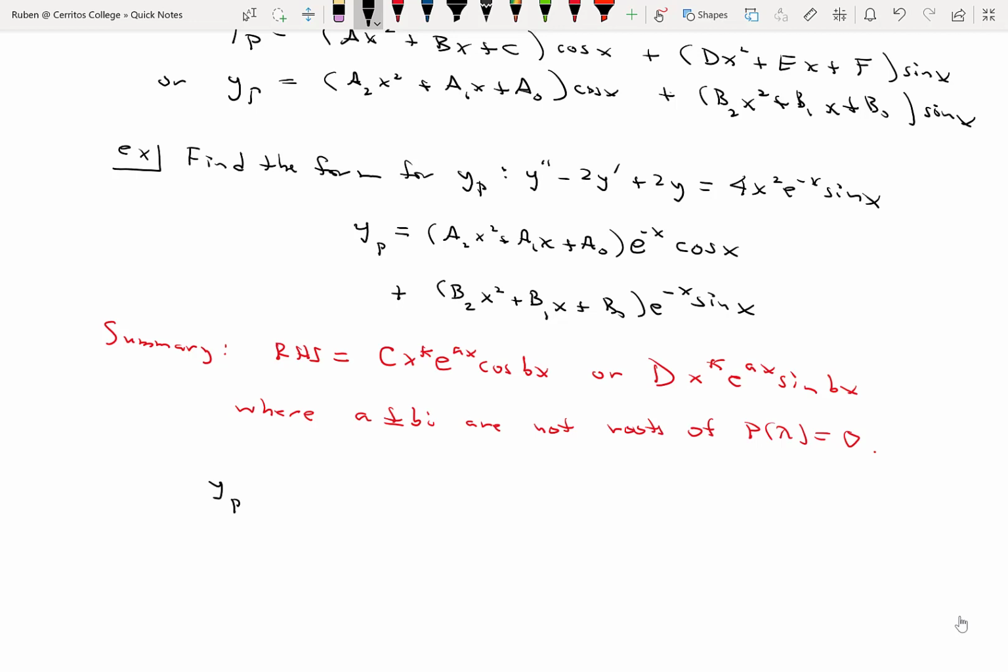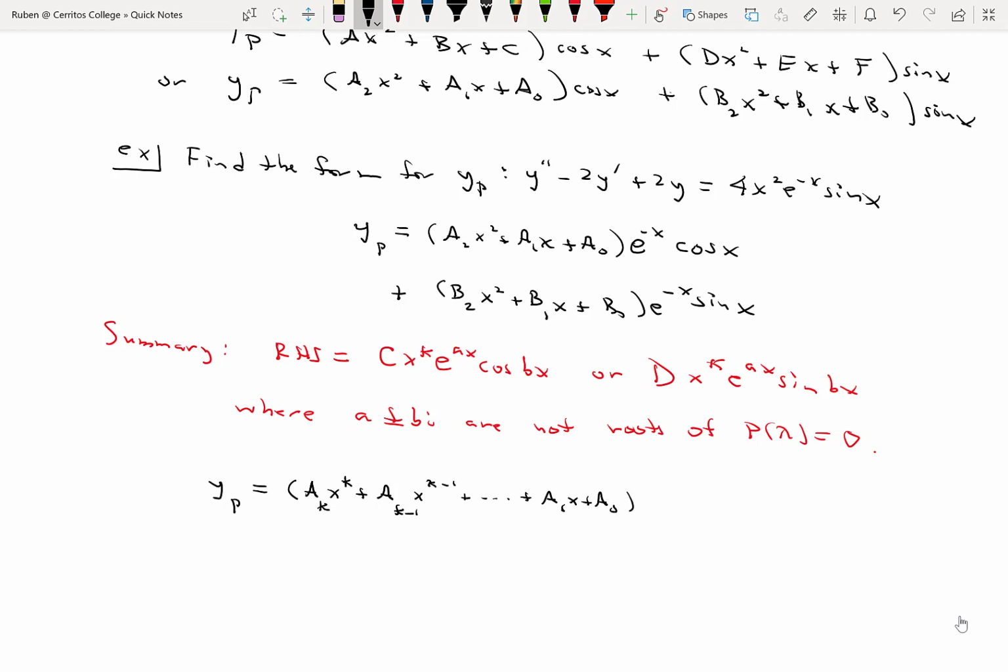So we assume that y sub p then has powers. The highest power in y sub p will be the same power that's in the forcing function, but it will also include, potentially, all the powers below. I mean, potentially it may turn out that it only has the x to the k, but it could turn out that it has one or more of all the powers below it. So it's a1x plus a0.